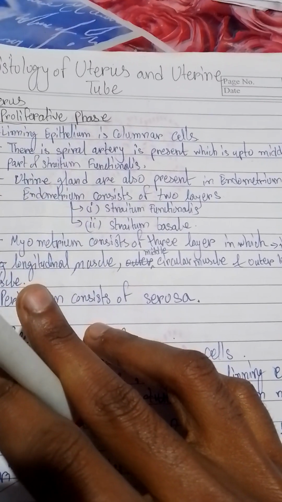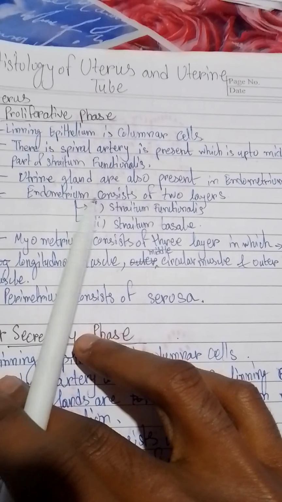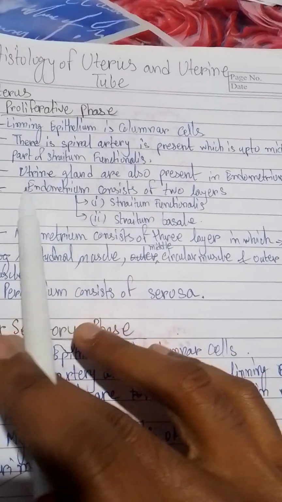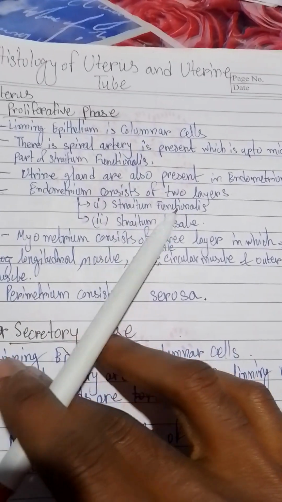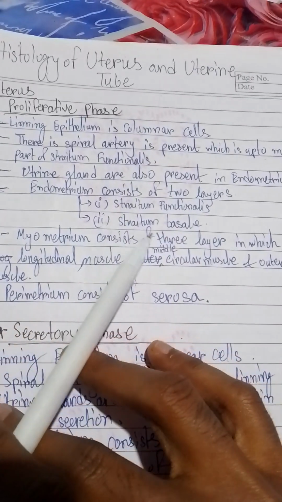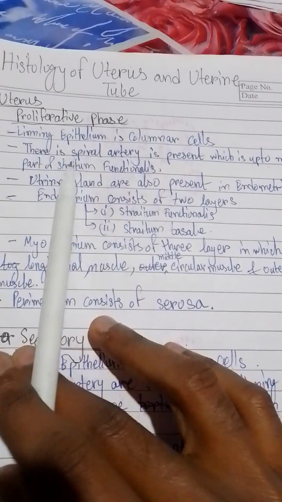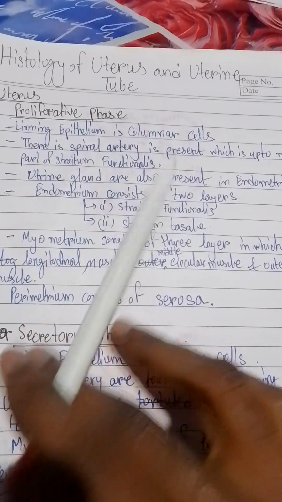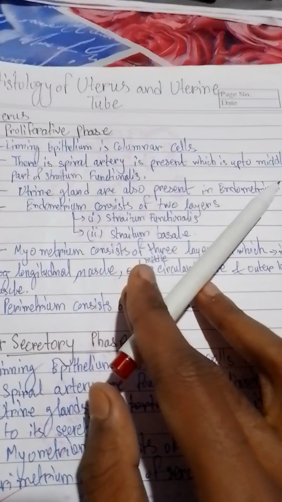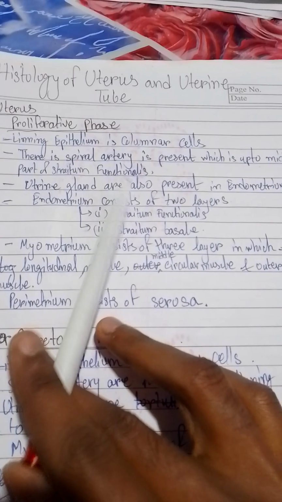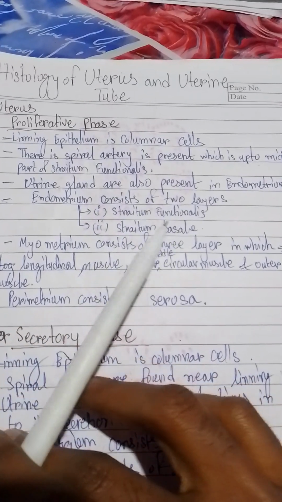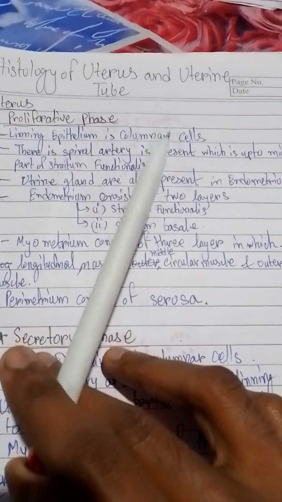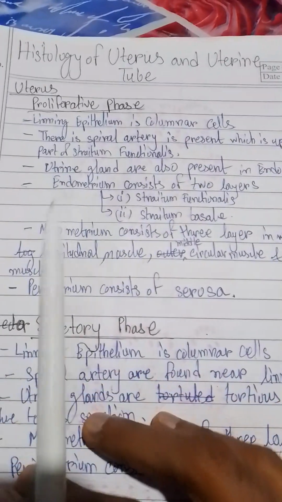In menstruation, the stratum functionalis is shed off, while the stratum basalis remains. So there is a spiral artery in the stratum functionalis up to the middle part of it. It arises from the stratum basalis and reaches the stratum functionalis.